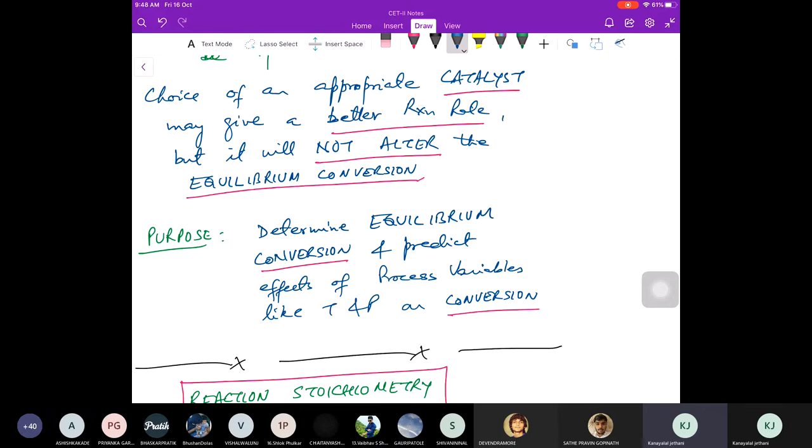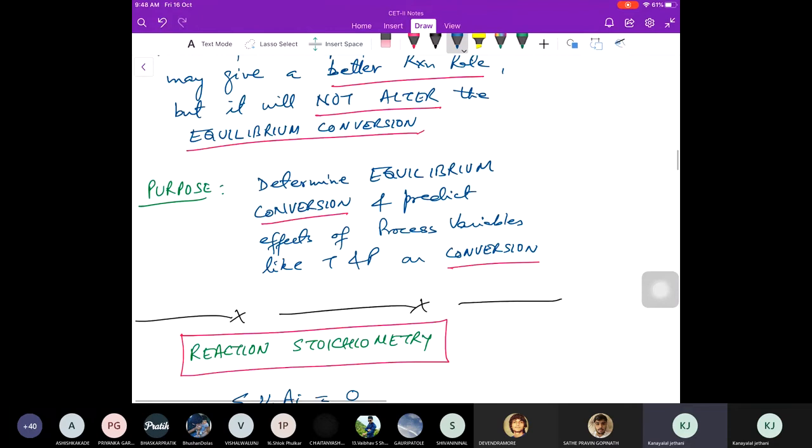If you see all the processes, however much mass transfer or thermo you do, however many unit operations or unit processes you do, everything can be explained in thermo. We have seen VLE, we have seen LLE, we have seen SVE, we have seen osmotic pressure. Everything can be explained. There is some theory based on which you can explain all these unit operations and processes.